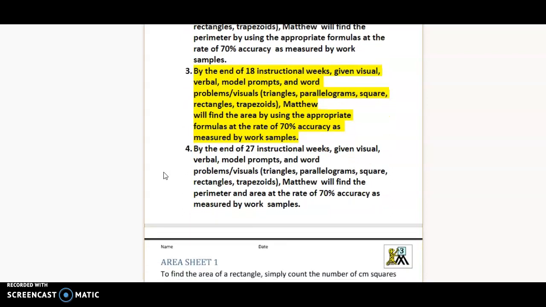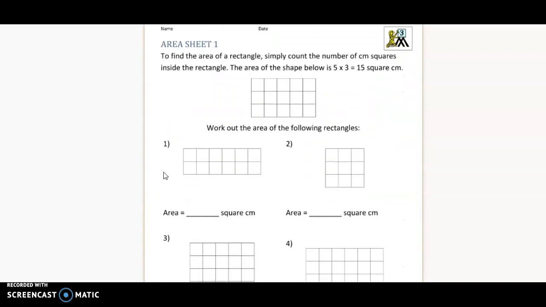Let's go on to the first activity. Area sheet number 1. To find the area of a rectangle, simply count the number of centimeter squares inside the rectangle. The area of the shape below is 5 by 3 equals 15 square centimeters.